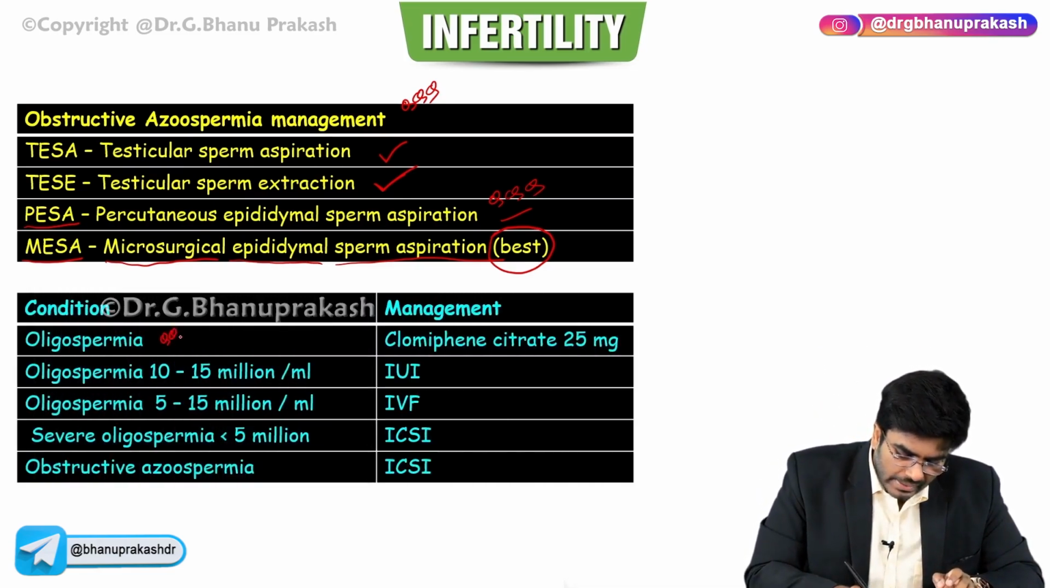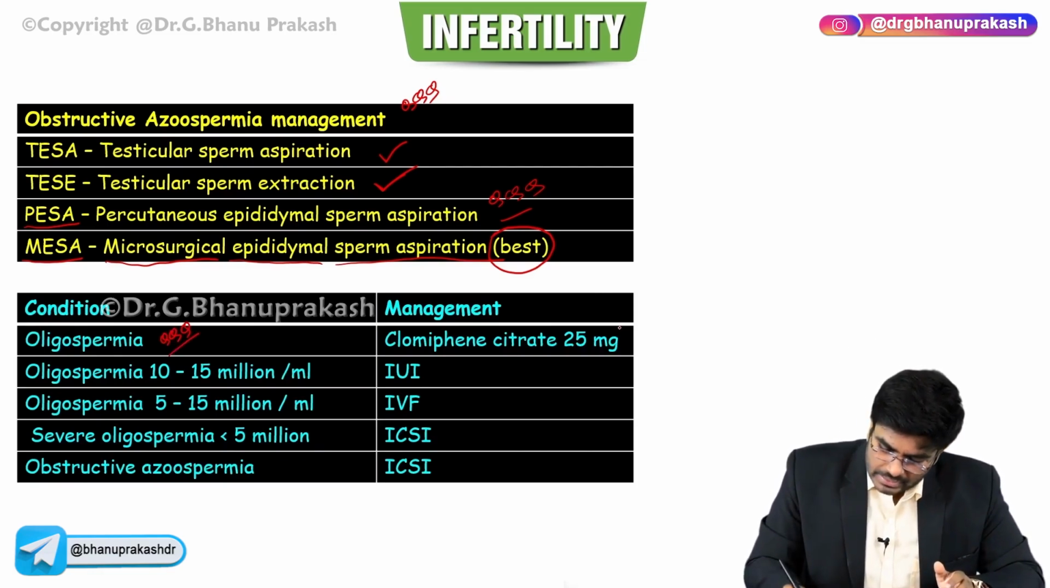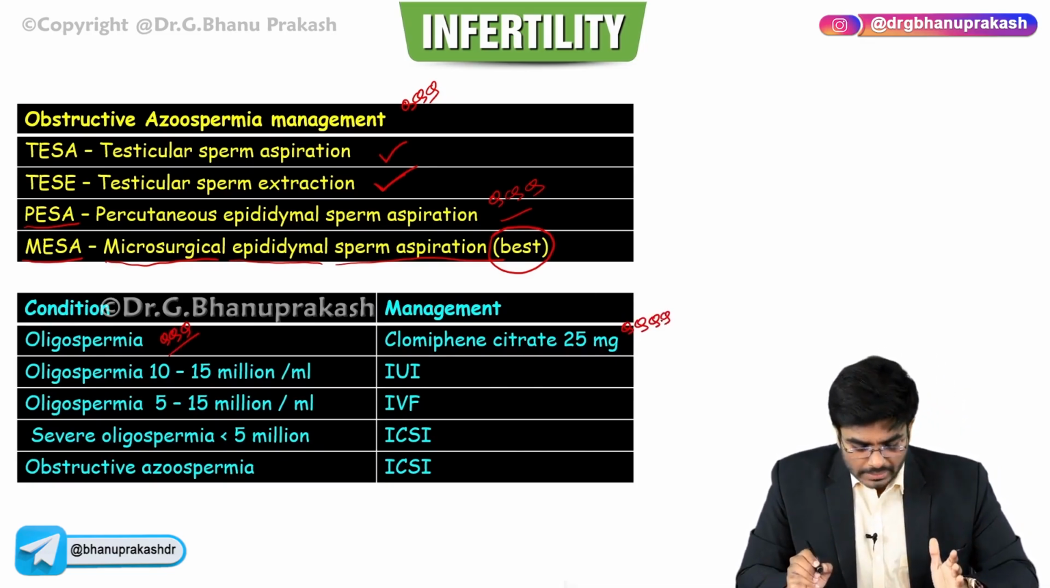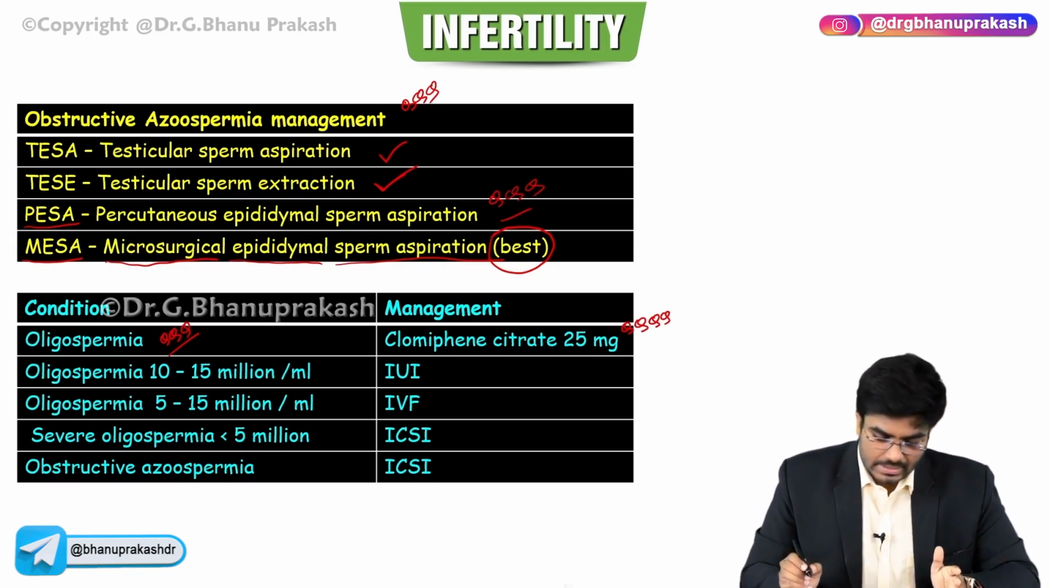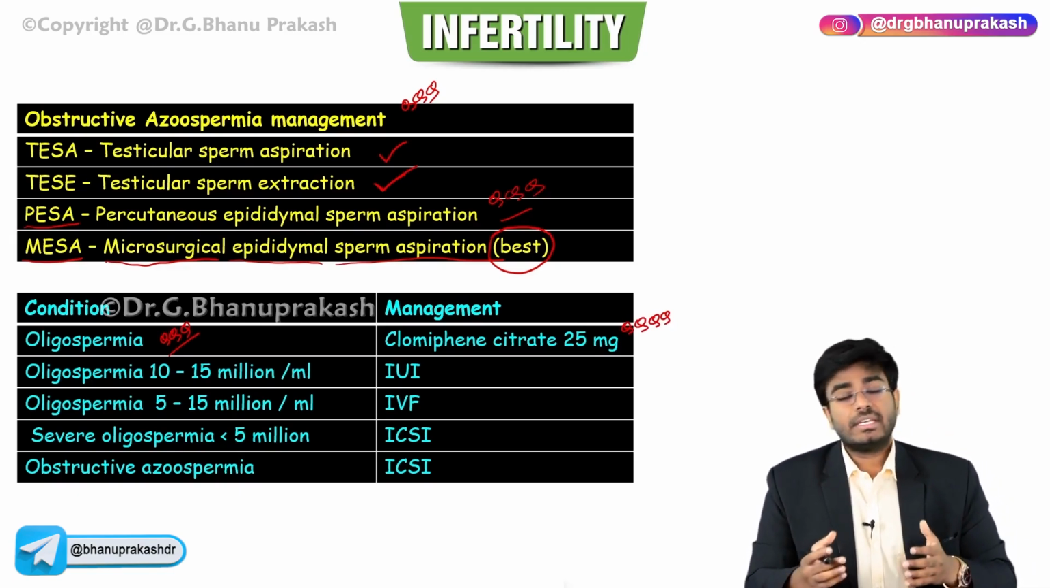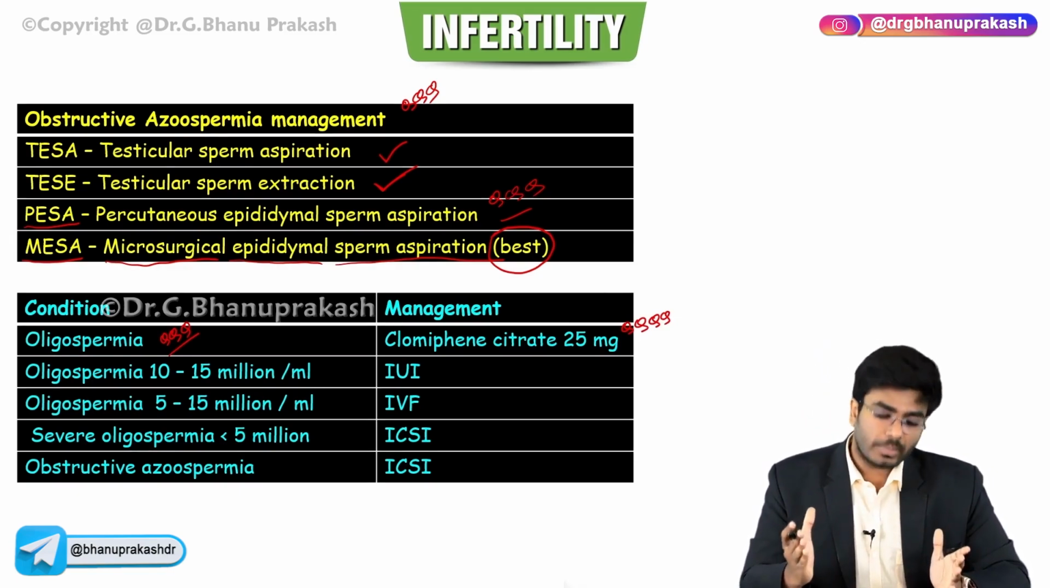We can do a medical management. If there is oligospermia, we can do medical management by giving clomiphene citrate. But apart from clomiphene citrate, we can try certain methods like intrauterine insemination, in vitro fertilization, and intracytoplasmic sperm injection, when they need to be done.